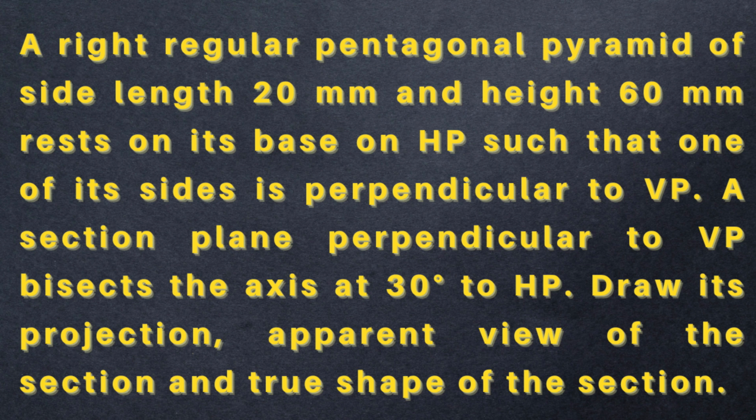So basically in this question, first of all we will draw the projection of solid. We will draw the front view and top view of the pentagonal pyramid which is resting on its base on HP. And thereafter we will draw a section plane which is perpendicular to VP and is inclined at 30° to HP, and it is also bisecting the axis. And thereafter we will draw the apparent shape of the section and true shape of the section. So let us move to AutoCAD.